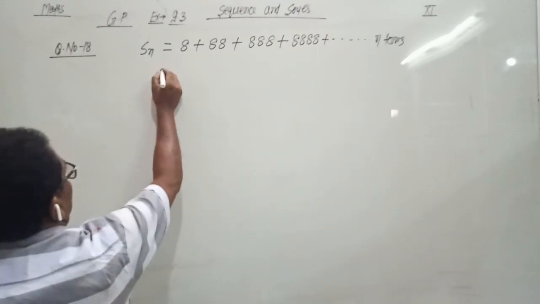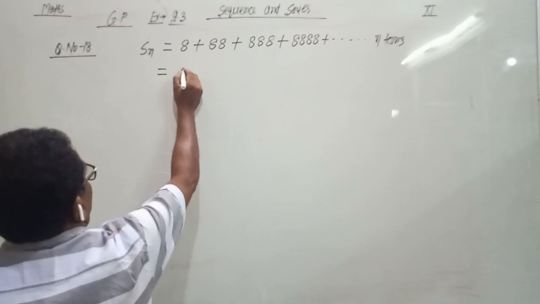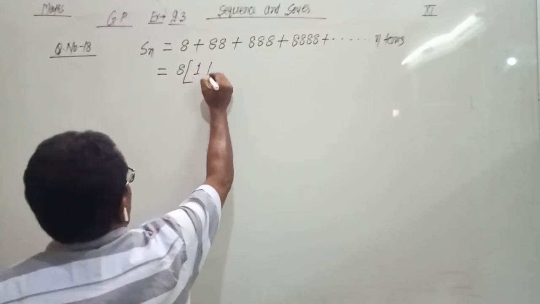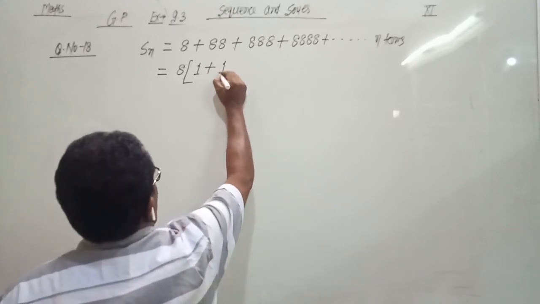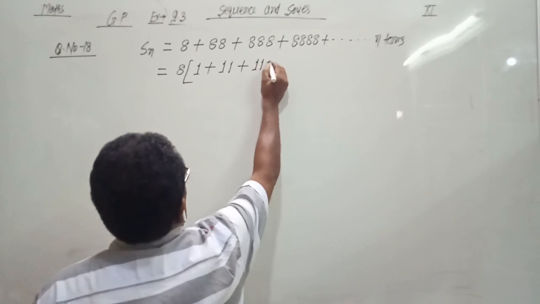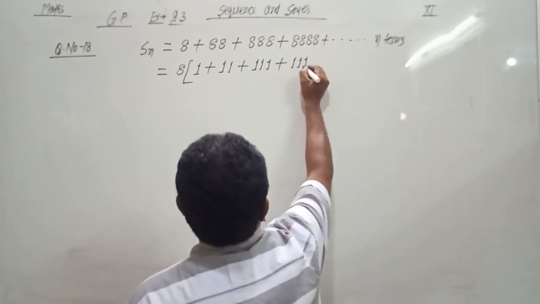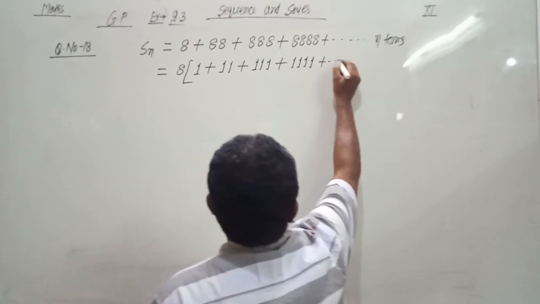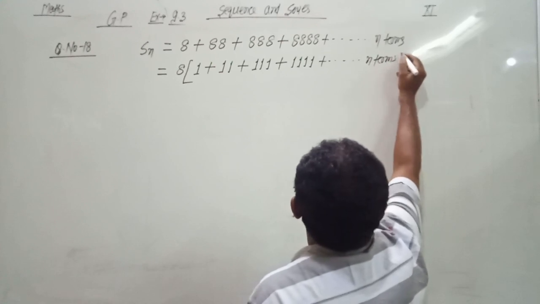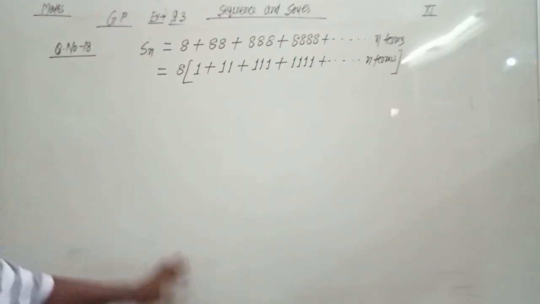So from all these terms we take 8 as common. Then we get 1 plus 11 plus triple 1 plus 4 times of 1 up to n terms. From the whole terms we have taken 8 as common.